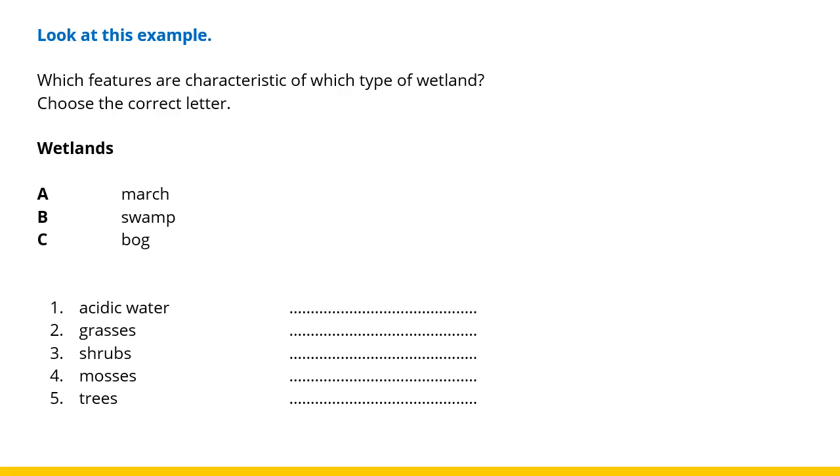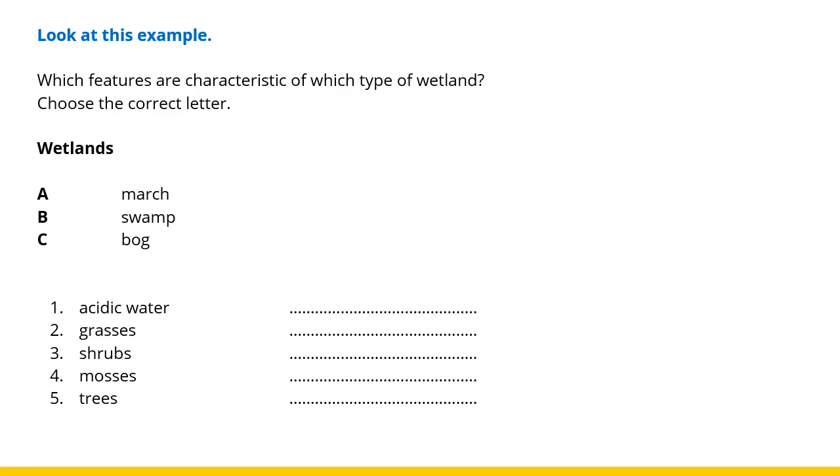And you have the following: 1, 2, 3, 4, 5, acidic water, grasses, shrubs, mosses, and trees. Even though sometimes you do not know some words, please do not worry about that. Sometimes you'll be able to understand even without the knowledge of some words. And a lot of times in IELTS, your speaker is going to give you a definition, and it happens a lot in the reading part too.